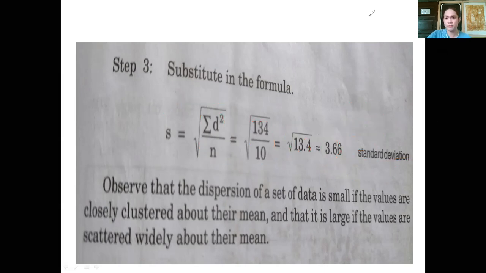So I hope you'll be able to grasp the steps and memorize them after this video discussion about the steps in getting the variance and getting the standard deviation. So in short, class, you cannot get the standard deviation without computing your variance. Okay? So I hope you can follow.